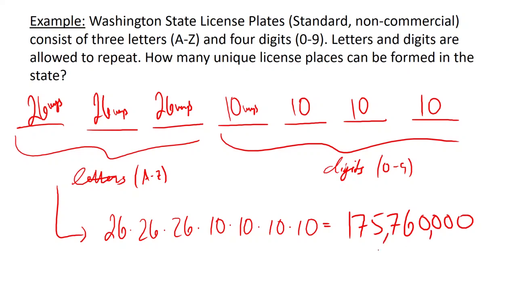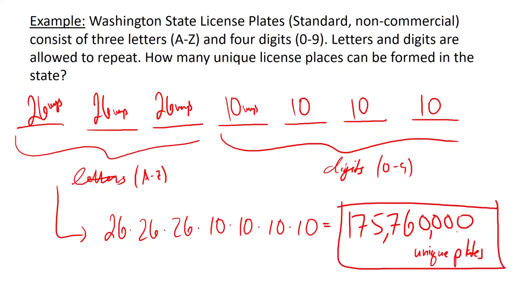Like that? Yeah. Is that true? Yeah. Okay. So 175 million 760,000 unique possible plates that you could form using that structure.